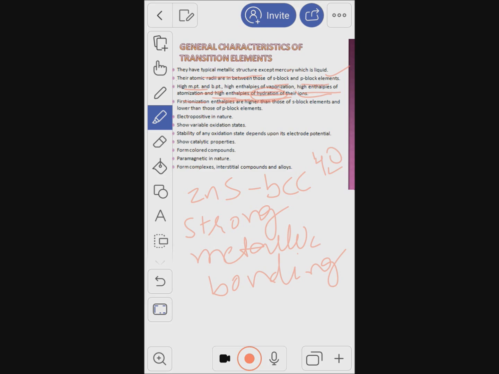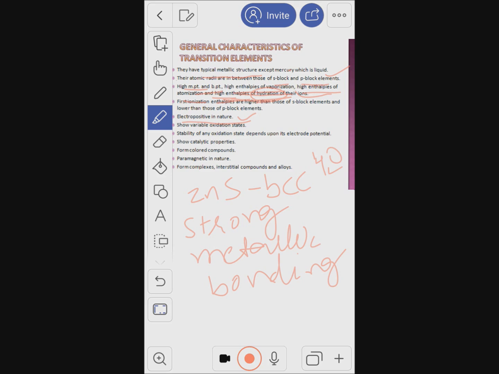And next is first ionization enthalpies of transition elements are higher than those of S block and lower than those of P block elements. As we already know that ionization enthalpies increase when we move from left to right in a periodic table. This is due to the increase in effective nuclear charge with atomic number. And next is the electropositive in nature. All the transition elements are electropositive in nature, means they have tendency to lose electrons.